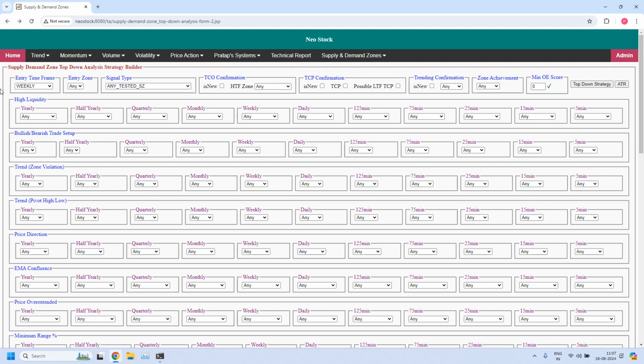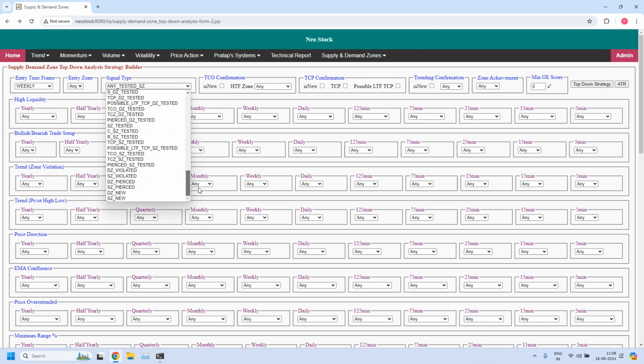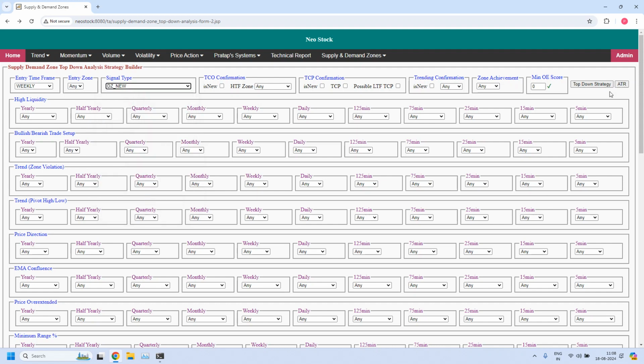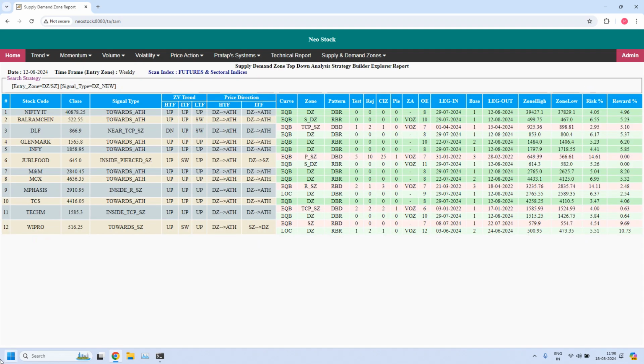In the next report for the weekly time frame, let us find the stocks having newly created weekly demand zones during this week. So these 12 stocks have newly created weekly demand zones.